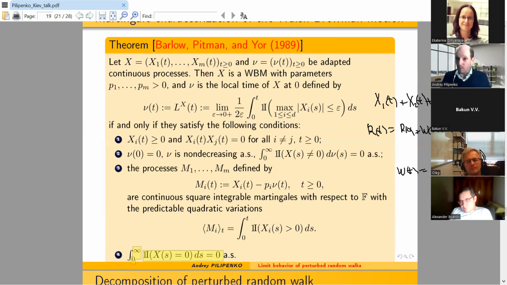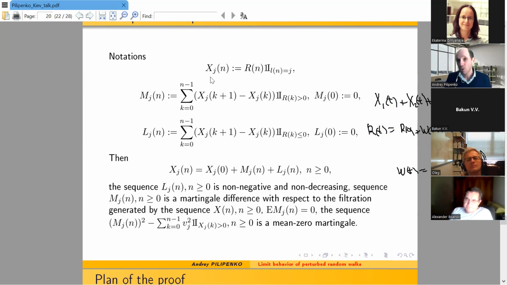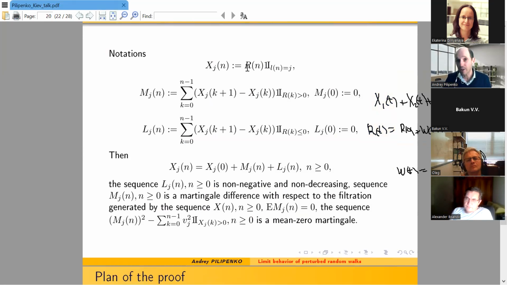And now let me consider our perturbed random walk. And let me show you the candidates for x1, x2, and xm. So the process xj of n is just the radius times the indicator that the label is equal to j. So if you are on the black line, then all the other indicators are zero.